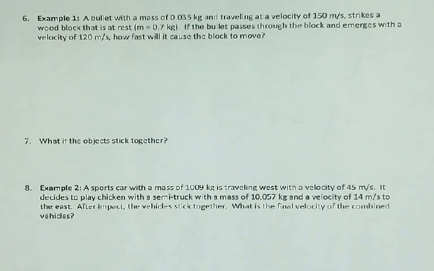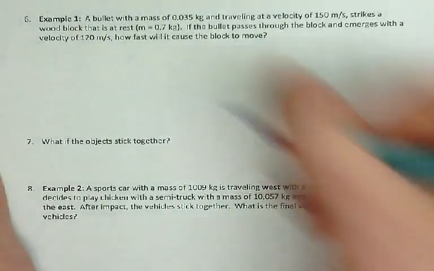All right, example 1. A bullet with a mass of 0.035 kilograms, traveling at a velocity of 150 meters per second, strikes a wood block that is at rest and has a mass of 0.7. If the bullet passes through the block and emerges with a velocity of 120 meters per second, how fast will it cause the block to move?